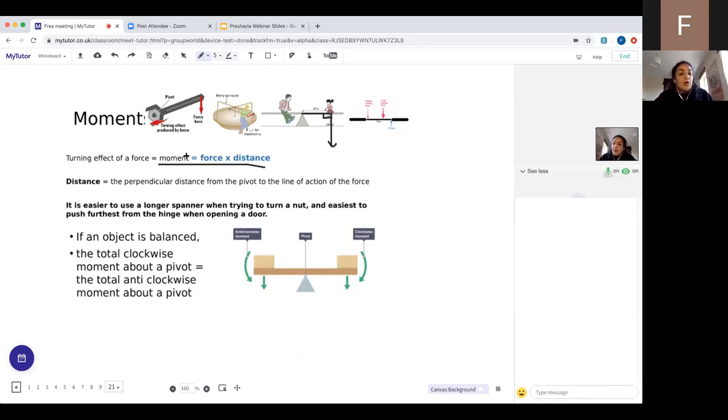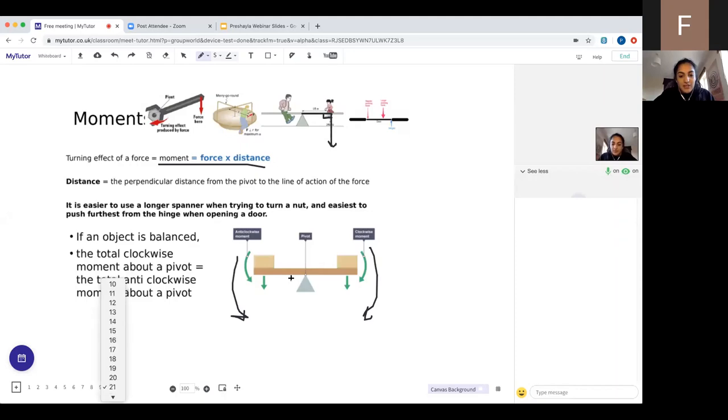Then we talked about the law of moments. You don't need to know how to do calculations with the law of moments, but you do need to know the qualitative, wordy kind of law. So if an object is in balance, for example, this seesaw here, the total clockwise moment, the moment that acts on the right, equals the total anticlockwise moment, the moment that acts on the left. So the force times the distance on the right equals the force times the distance on the left. But we need to call it in terms of clockwise and anticlockwise.